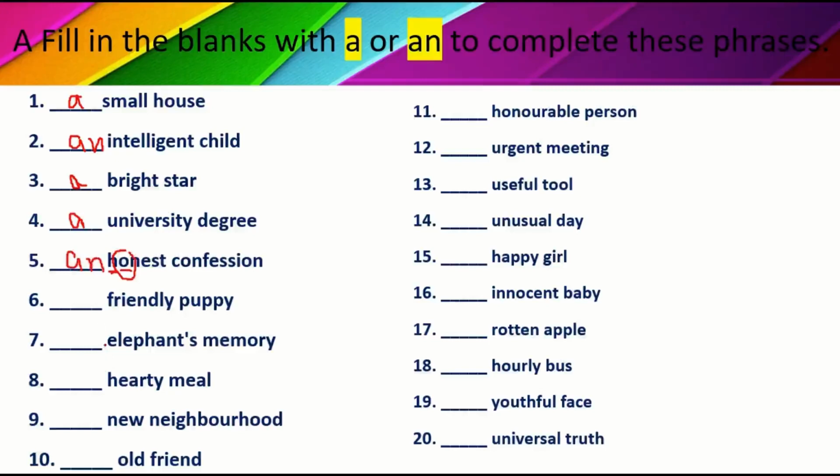Next, friendly puppy. The first sound is fr. Fr is a consonant sound, so we have to use a. Seventh one, elephant's memory. This first sound is a vowel sound, so we have to use an.